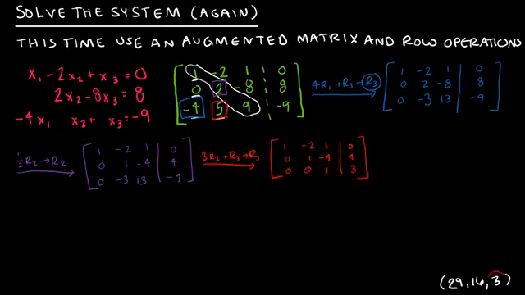So far, so good, because remember, that's what this means: 0x1 plus 0x2 plus 1x3 is equal to 3, and that's what I want. All right, let's continue on.